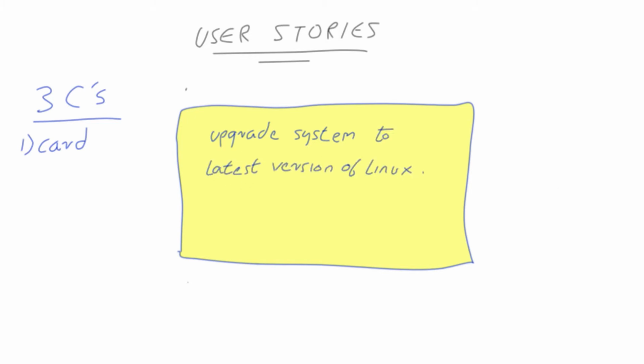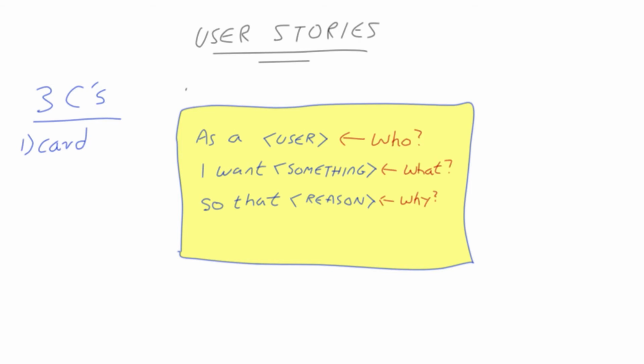Now the second C in the 3 C's stands for conversation. And the user story, when initially created, is simply a promise to have a conversation. The details of the requirement are exposed and communicated in that conversation among the development team, the product owner, and stakeholders. And just to clarify, the conversation for a story is not a one-time event, but rather an ongoing dialogue.